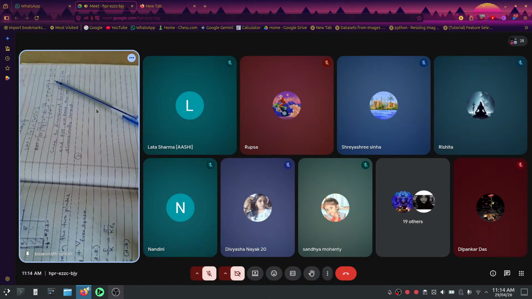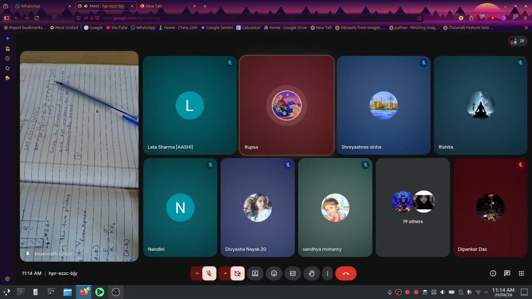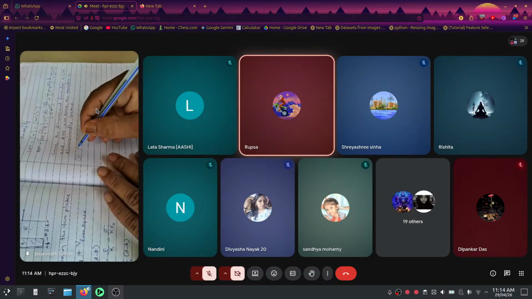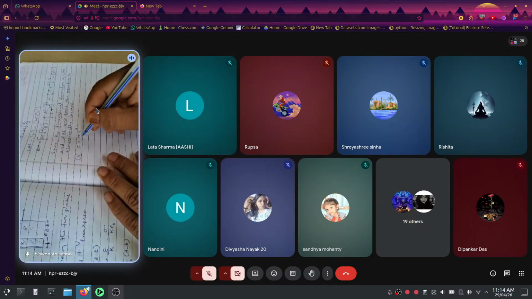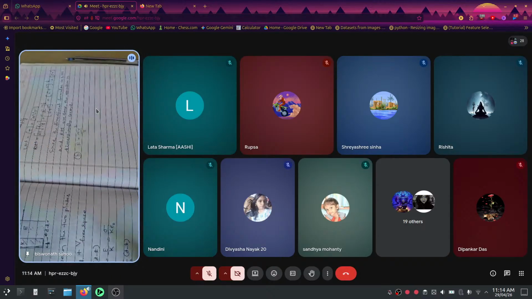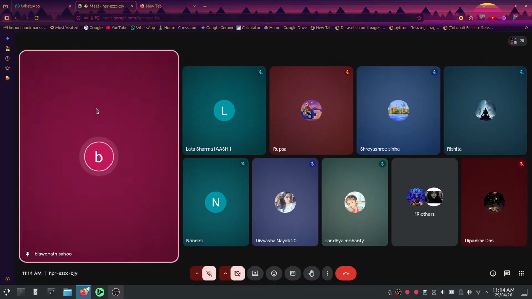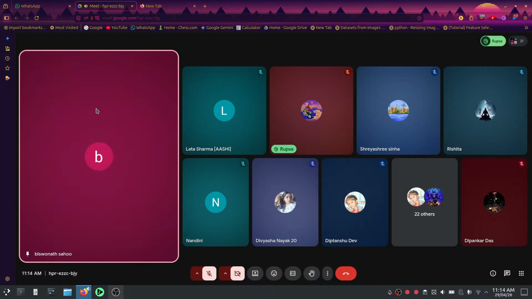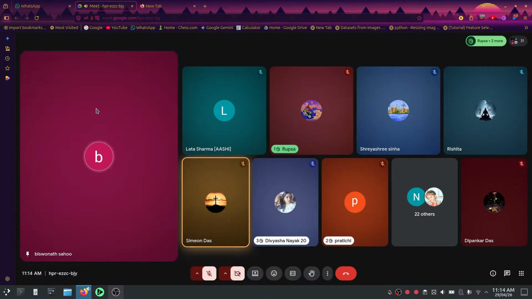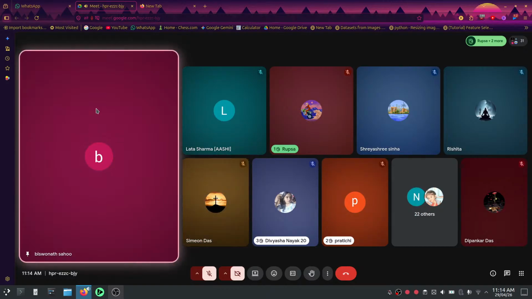Second bit: F equals m v cube by r. F equals m v cube by r. How many of you checked whether it is dimensionally correct or dimensionally wrong? How many of you have done this question? Only one student. Two, Pratichi. Three. Yes, you have done.